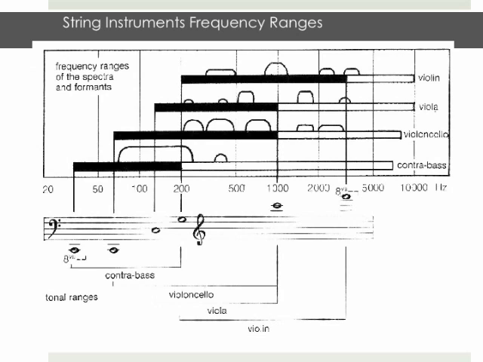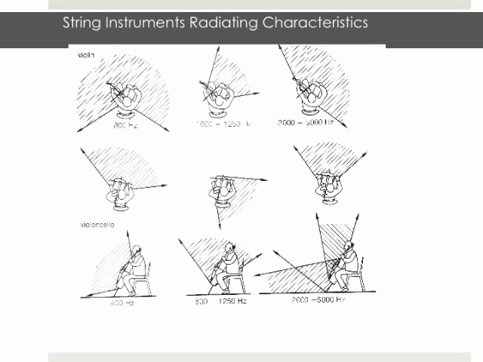For your reference here, there is the difference in the range of frequencies of all the string instruments. In addition to the frequency and the amplitude and all that we've been discussing, it's extremely important to know the radiating characteristics of the instruments. And this is what we are going to see now in the next couple of slides.